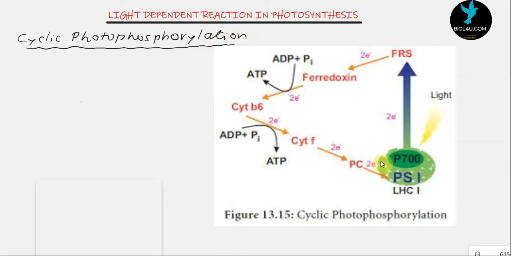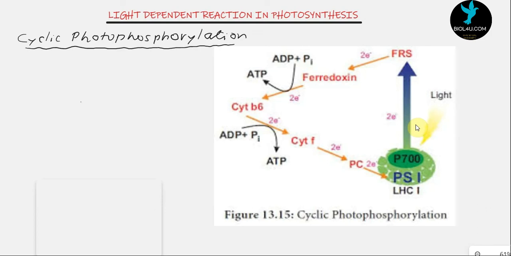So here the benefit is that 2 ATP molecules are formed, but no NADPH2 is formed. In the non-cyclic, 1 ATP molecule and 2 NADPH2 are formed. In the cyclic photophosphorylation, 2 ATP are formed, but no NADPH2 is formed. All this ATP and NADPH2 is utilized for the reduction of carbon dioxide in the dark reaction. That is the next, second phase of photosynthesis.